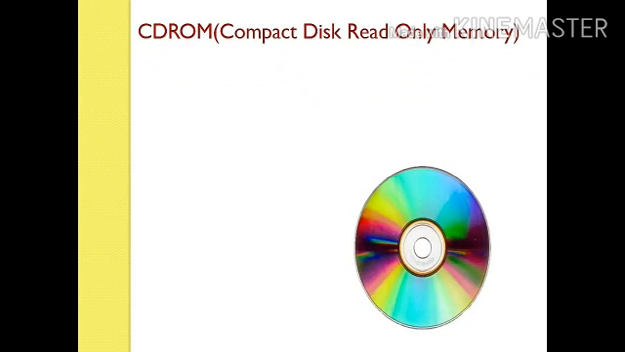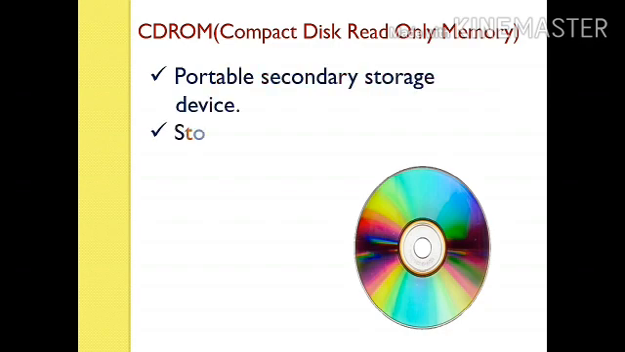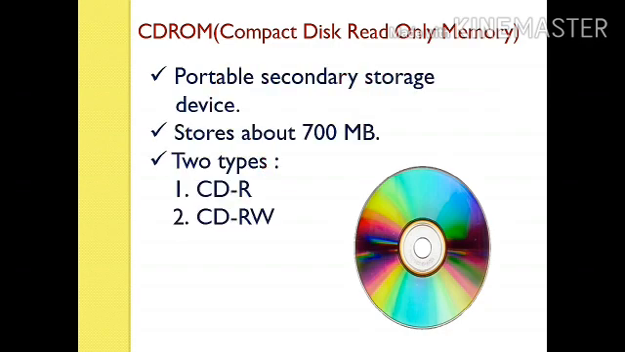The next storage device is CD-ROM, compact disc read-only memory. Compact disc, popularly known as CD. It is the most commonly used storage device. The diameter of a CD ranges from 10 cm to 30 cm. A typical CD is of 13 cm diameter. One CD can store 600 to 700 MB data on it.